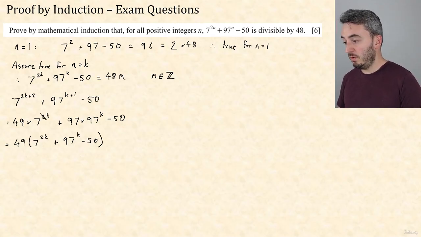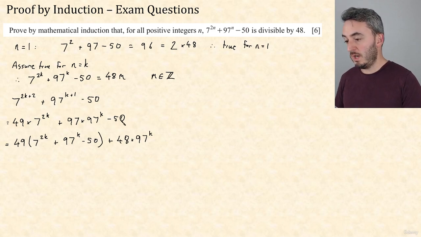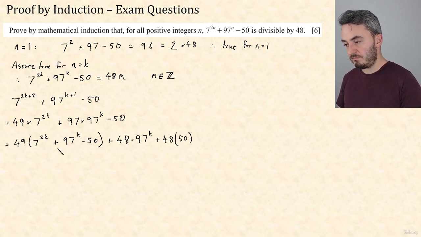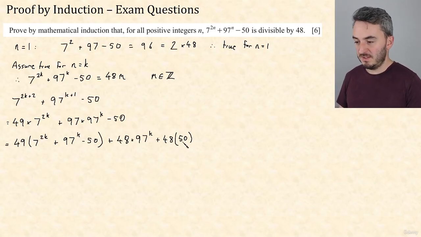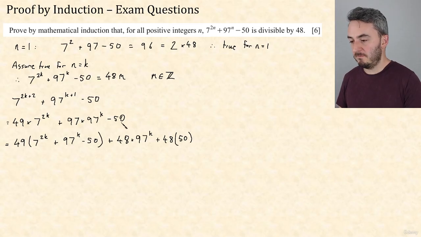Now, I only had 49 of the 97^k's, but I need 97 of them. So I need another 48 of them. That's convenient because 49 plus 48 is 97. And then, well, I only wanted one negative 50, but I got 49 negative 50s. So I better add in 48 lots of 50 to clean up, because 49 negative 50s plus 48 50s gets me a single negative 50.